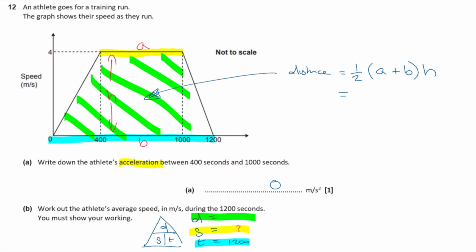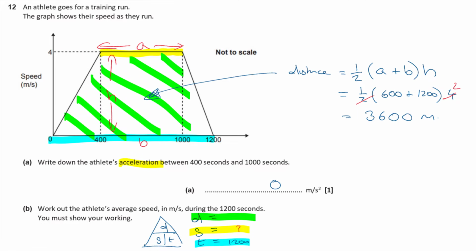So what's a? A is the difference between 400 and 1,000, isn't it? So that's going to be a half of a, which is 1,000 take away 400, that's 600, plus b, which is 1,200, times h. H is from 0 to 4. That's 4 then, isn't it? Times 4. So I'm going to just divide that 2 into the 4, get rid of it straight away. And that leaves me with 600 plus 1,200, that's 1,800, times 2, that's 3,600. So that's 3,600 meters, I guess.